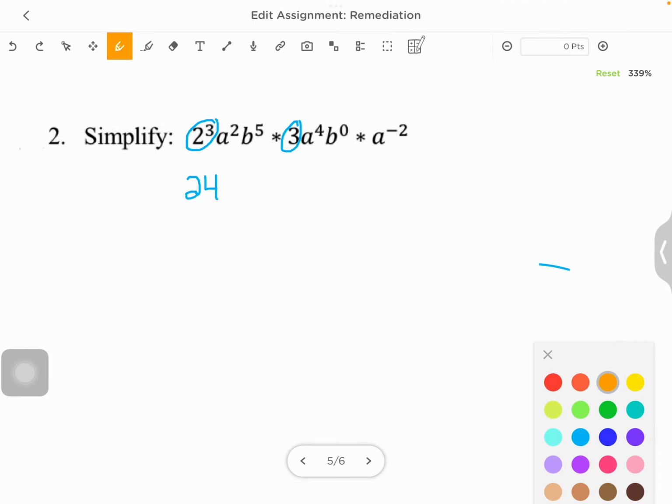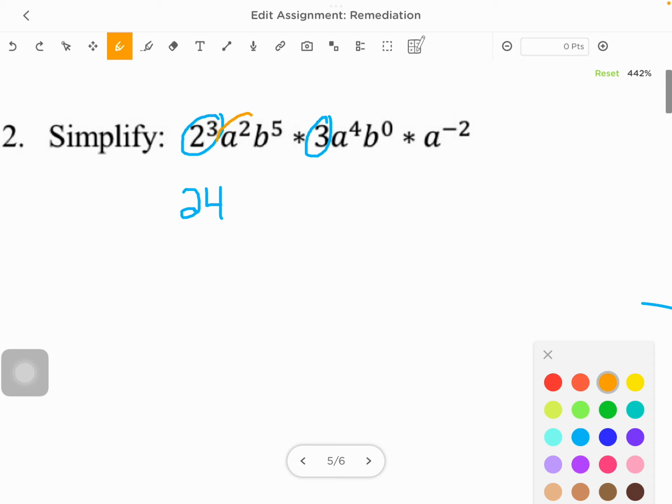Okay, now it's time to combine the common variables here. If I have a squared and a to the 4th, since I have 2 bases of a's right here, I'm going to add those exponents. That's why it's a to the 6th power for me. Now it's time to circle those b's. Again, adding the b exponents right there, that's going to be b to the 5th power. Ooh, and look at this. There's actually an a to the negative 2 also that we didn't account for. So you know what, we should probably go backwards.